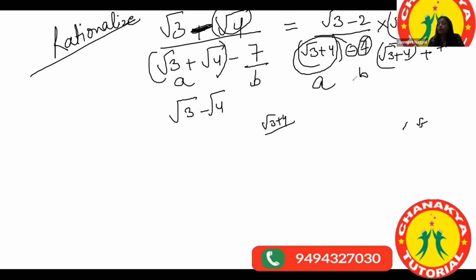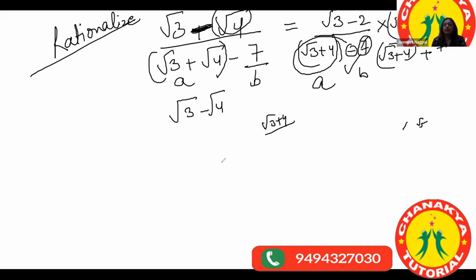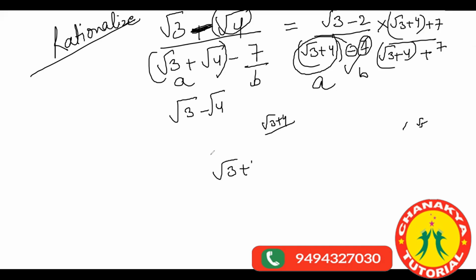So that's why you only have to change this sign, not root 3, root 4 sign. Yes, ma'am. Okay, now you solve it. Same procedure you will follow. Firstly, multiply all the numbers in the numerator and denominator. You will write root 3 plus root 4 in the whole denominator, squared. It should be root 3 plus root 4 minus 7.